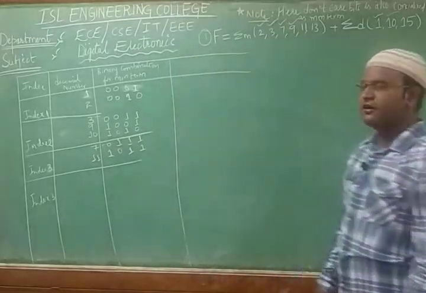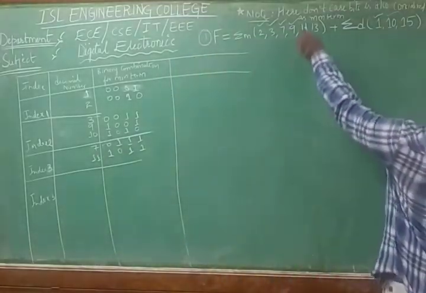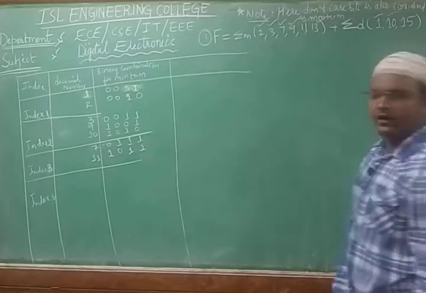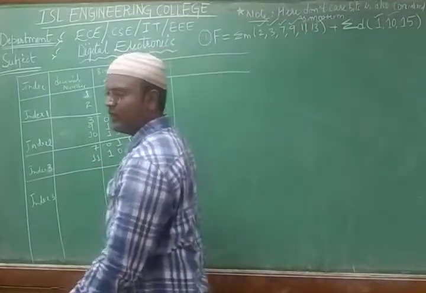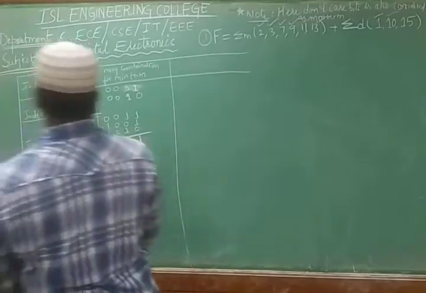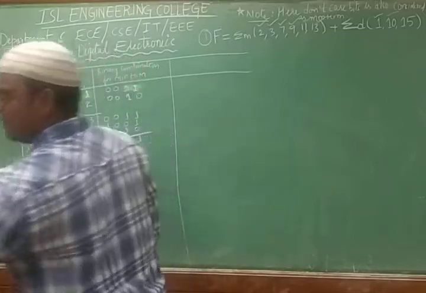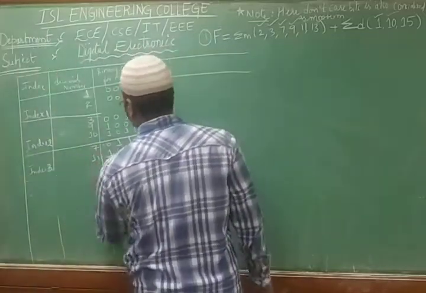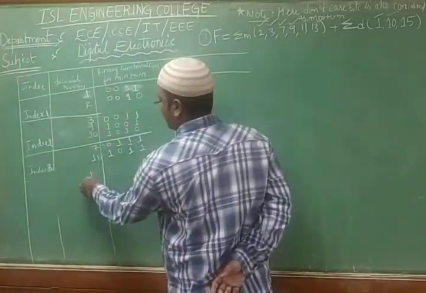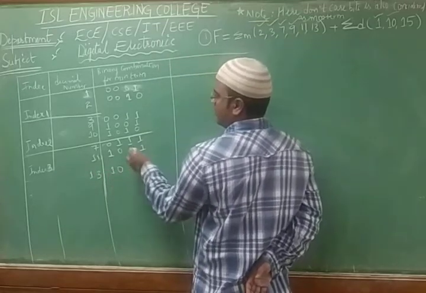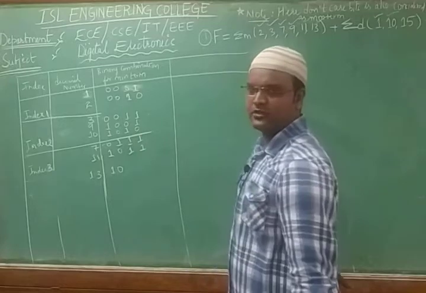So 11 is completed. Now after 11, next would be 13. So 13 also comes under index 3. I can continue with this index 3. So tell me, what is the next value we have? We have 13. So in 13 what am I writing? 8 plus 2 plus 1. 8 plus 2 is 10, 10 plus 1 is 11.